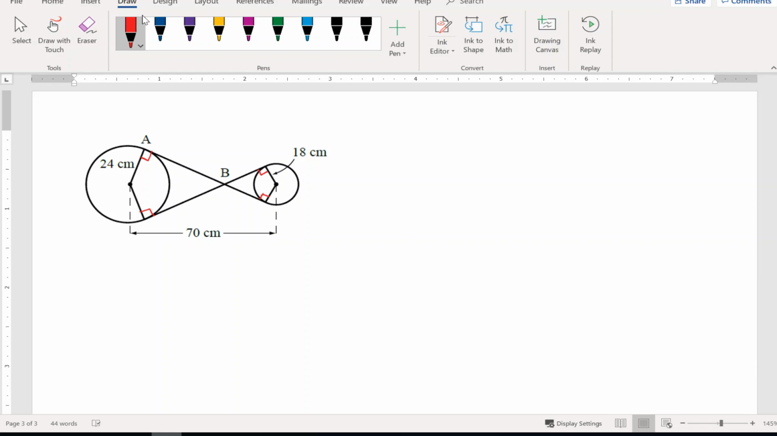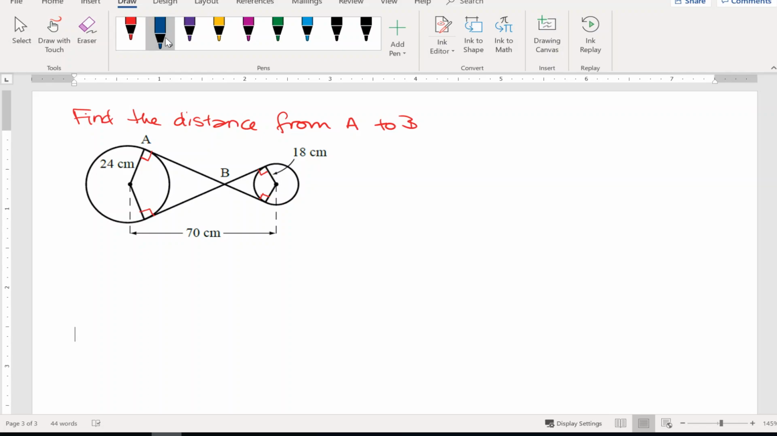And in here, we're asked to find the distance from A to B. So we're asked to find the distance from A to B.